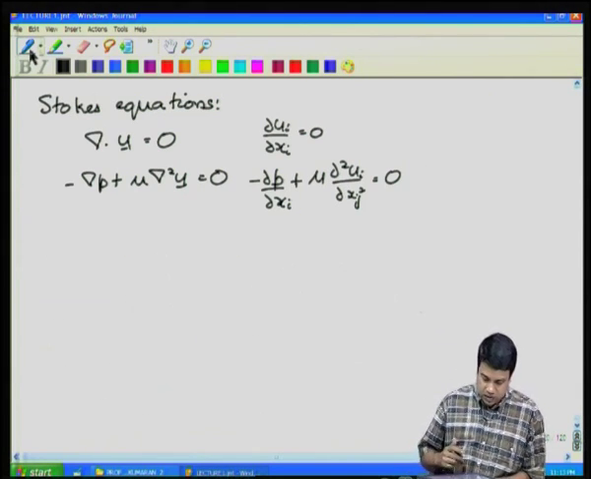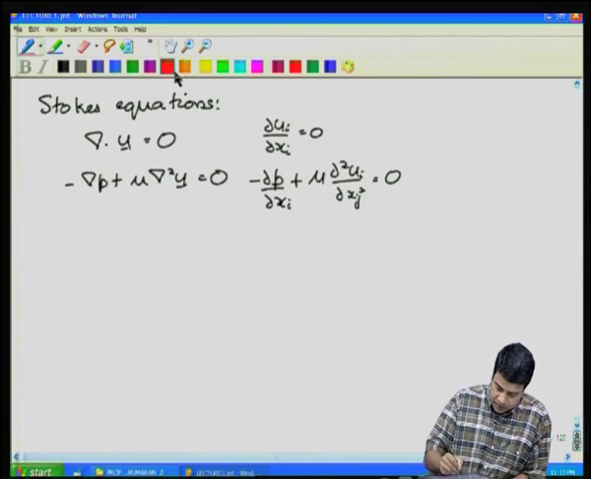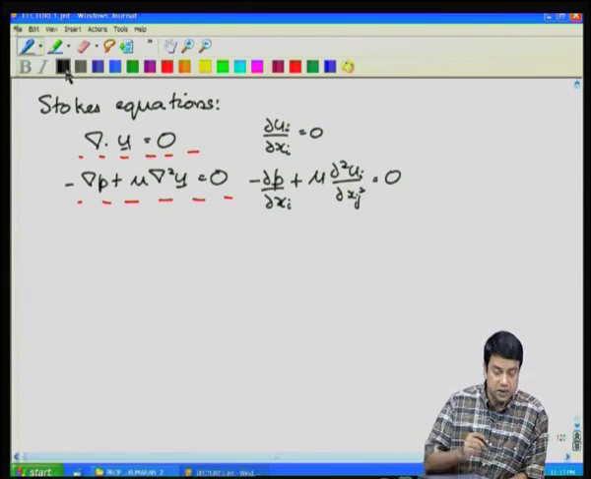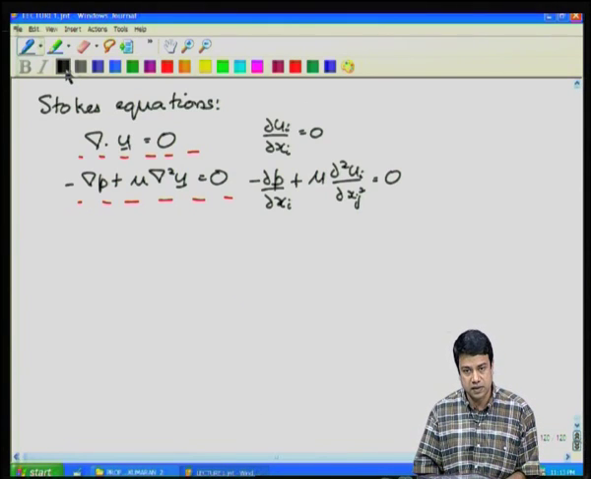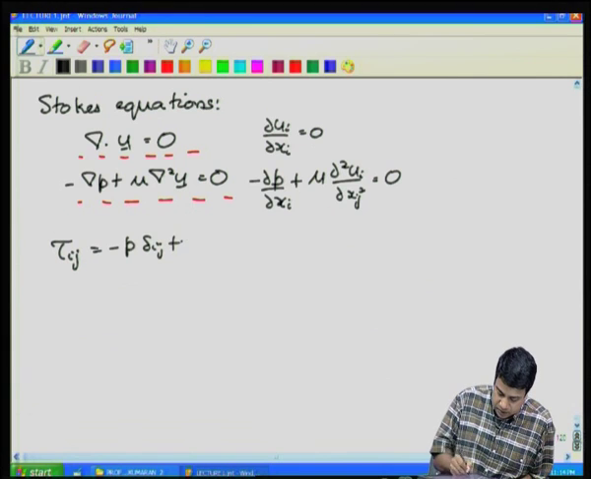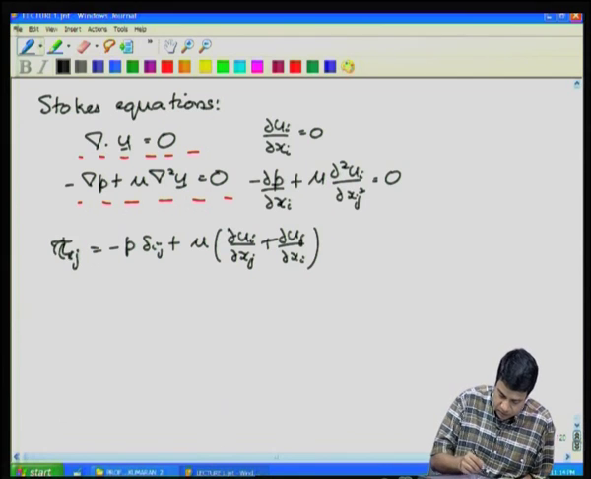These are the Stokes equations: divergence of velocity is equal to 0, and minus grad p plus mu del square u is equal to 0, and these have to be augmented by the equation for the stress. So, the stress in this case, tau_ij, is equal to minus p delta_ij plus mu into the rate of strain terms. This I should write as the total stress. It includes the pressure as well.